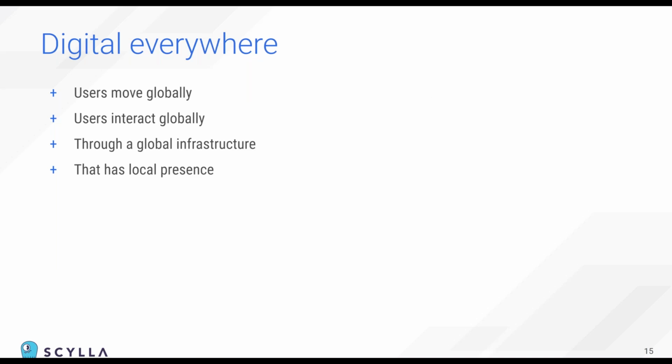Now, if this is not bad enough, everything is digital, and everything is digital everywhere. We used to have this assumption of locality, that users stay in the same region, which is why it was very easy to provide service from a local data center. But now users move around the globe. They can hop on a plane, and in a few hours they'll be on a different continent, or they can just connect to a VPN and they'll be on a different continent in a matter of seconds. They interact with each other globally.